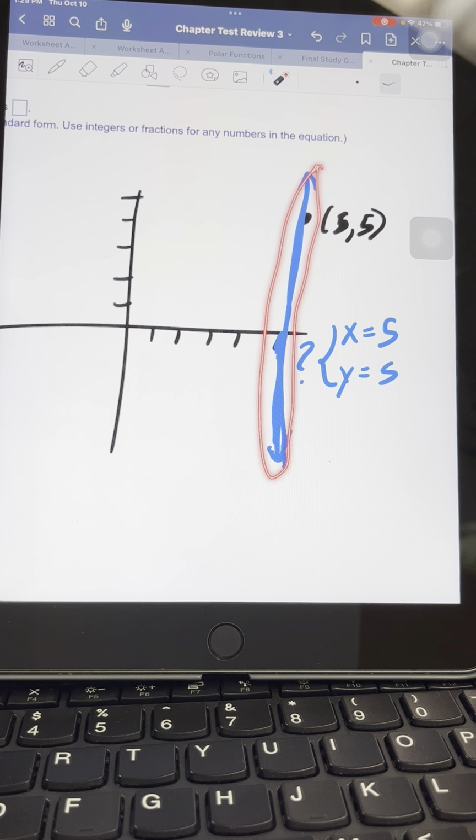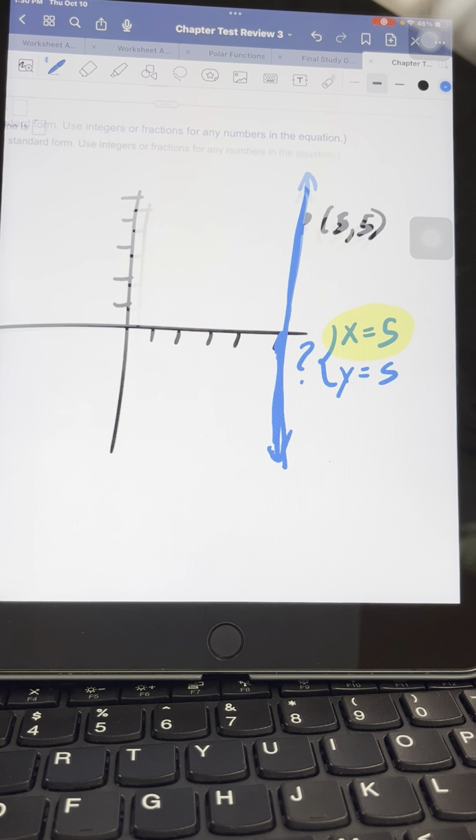Understand? Because if my x equals 5, 1, 2, 3, 4, 5, what is this point? 5, 1. What is this point? 5, 2. What is this point? 5, 3. So my x's are all the same. So that means this line is in fact x equals 5. You guys have to know that. That's going to come up a lot in chapter 8 especially. Okay?